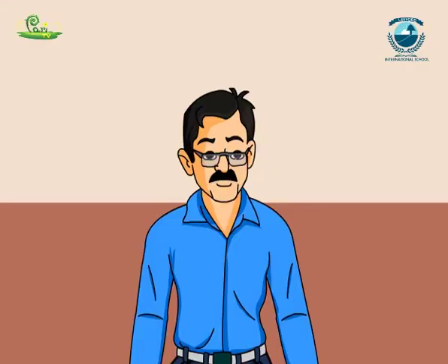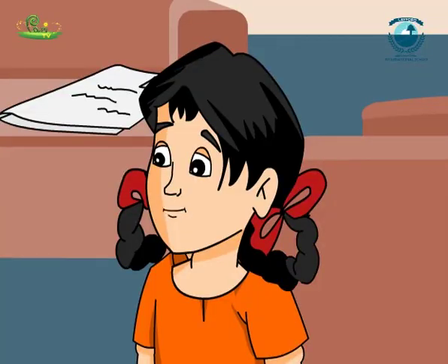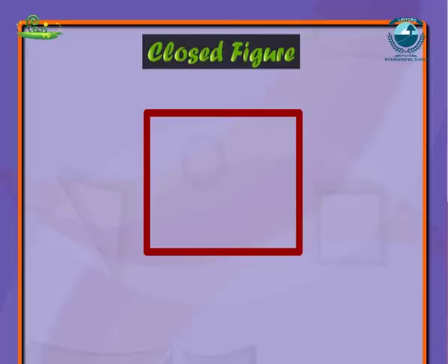So children, you now know what perimeter is. But tell me, can we use thread or wire every time to measure the perimeter of closed figures? No, Papa. It will be very difficult. So, to measure the perimeter of a closed figure, we just note down the length of the sides of the closed figure and then add them.